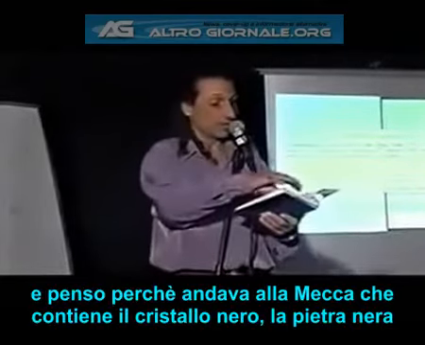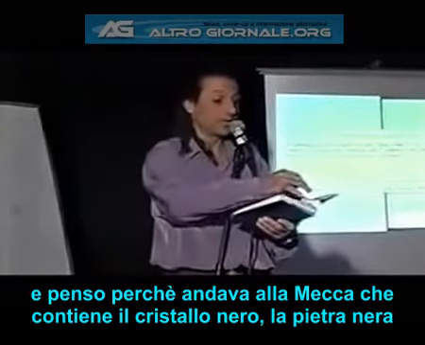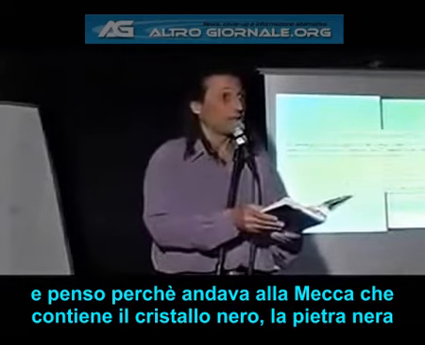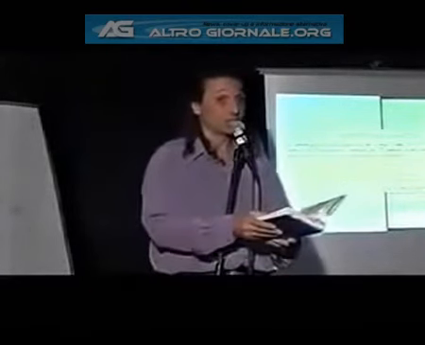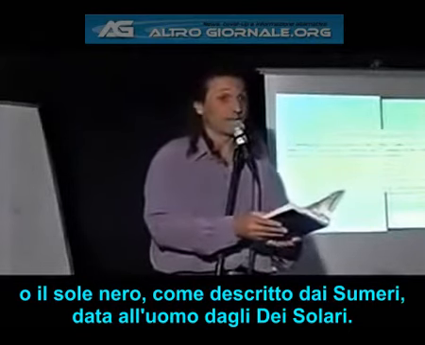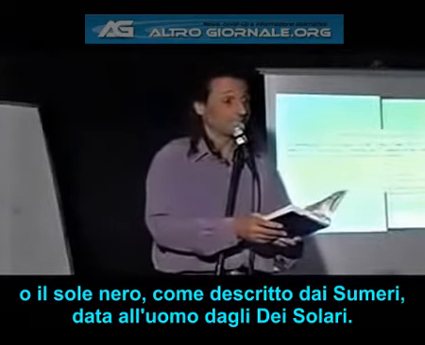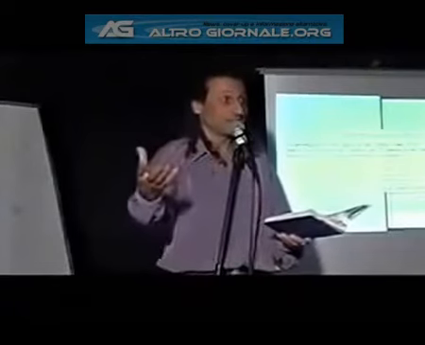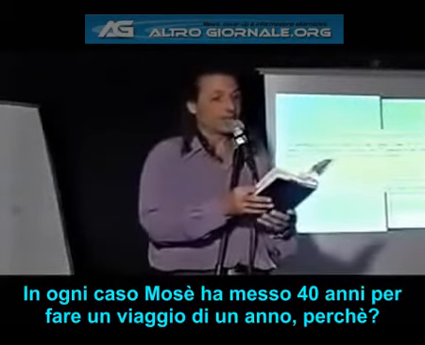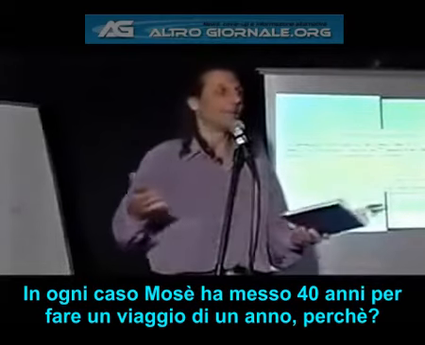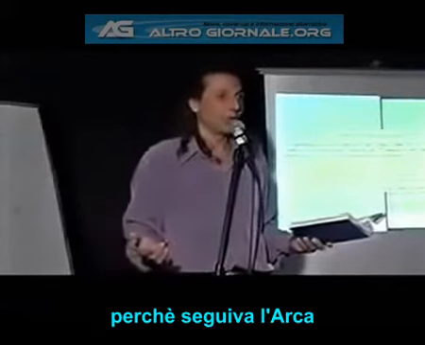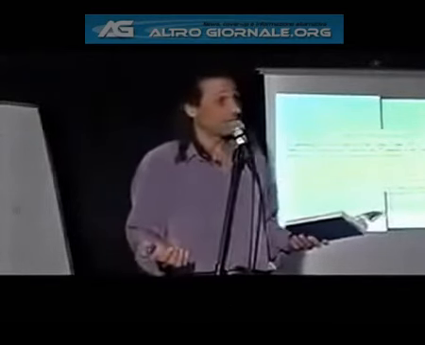And I believe it's because he went to Mecca, to the Kaaba, which held the black crystal, the dark stone, or the black sun as described by the Sumerian plates, given to man by the sun gods. But in any case, Moses is taking 40 years to do a route that should have taken a year. Why? Because he's following the ark.